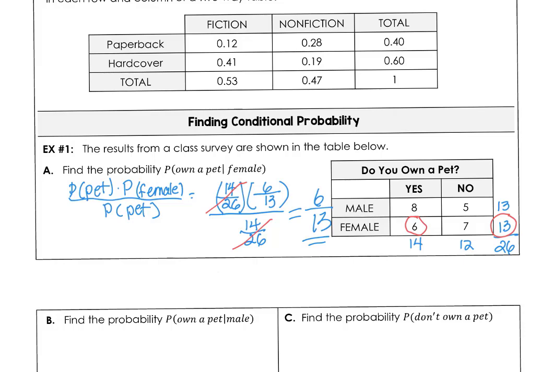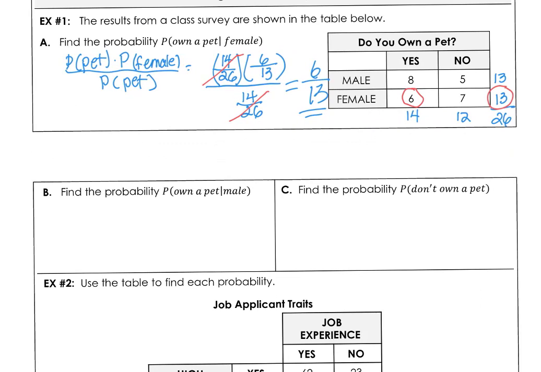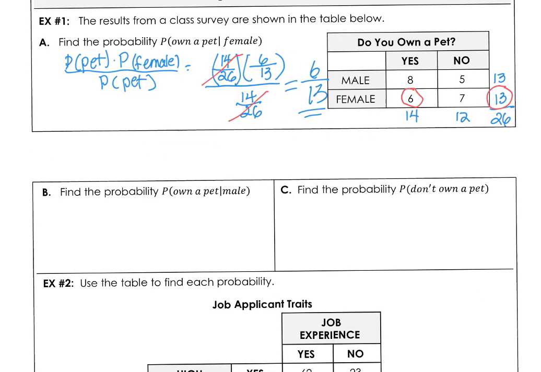In part B, we want to find the probability that you own a pet given that it was a male. So in this case, let me erase what we did before here. The probability that I own a pet and that the pet was a male would be I own a pet, that's male, 8, and total surveyed were 13. So the probability that we own a pet, given that it was a male, would be 8 out of 13.